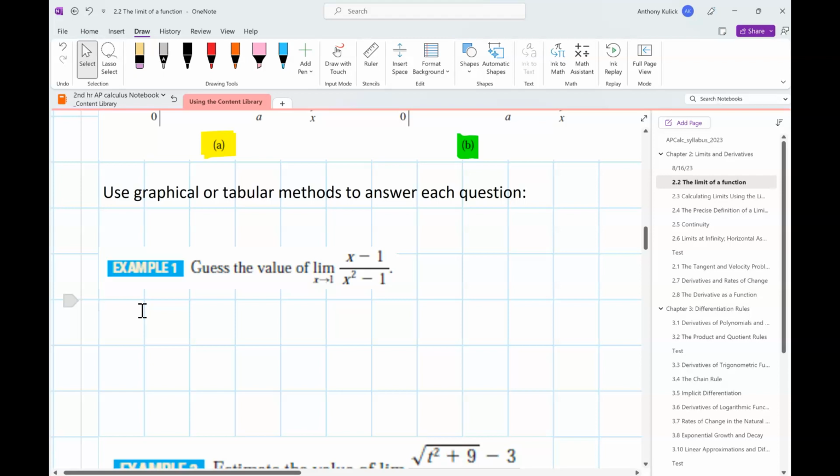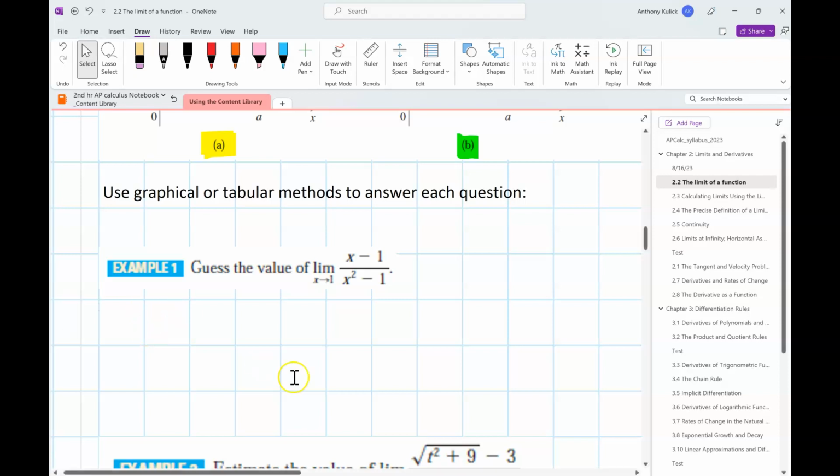One thing I might notice right away, if I look at the function x minus 1 over x squared minus 1, with x approaching 1, what happens if I evaluate that function at x equals 1? I'm going to get 0 over 0, right? Which is undefined. Everybody agree with that? So right away I know that this is one of these situations B or C, where Mr. Kulik is probably trying to illustrate this again.